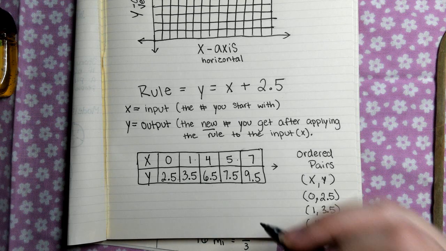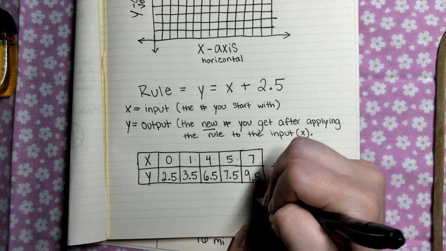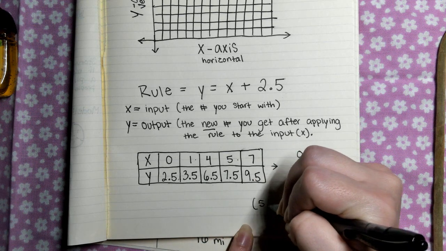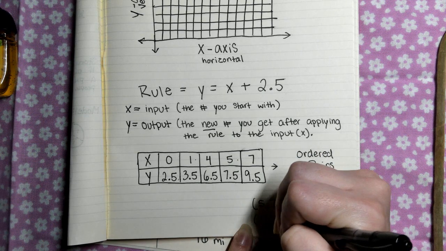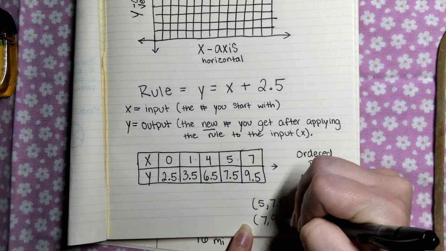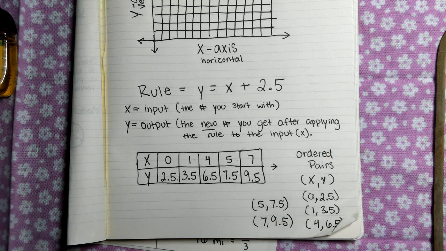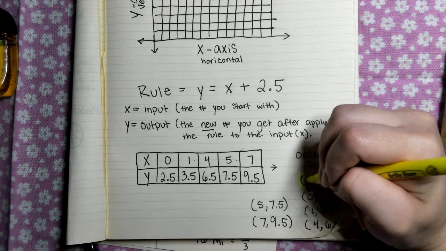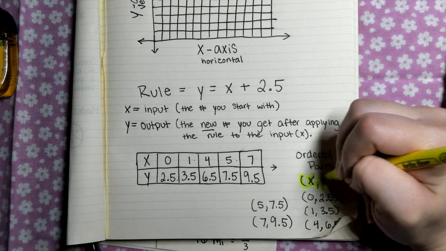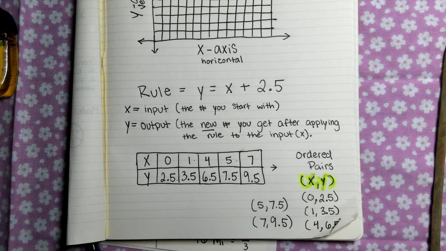I'm out of room, so I'm just going to go over here to the side and do it. 5, 7.5, 7, 9.5. Don't mix them up. Don't do the y first. It's always the x first and the y second. So if you have a highlighter, that might be something worth highlighting, right? Showing that the x comes first and the y is always second. Because if you flip-flop them, then you'll mess up your whole graph.